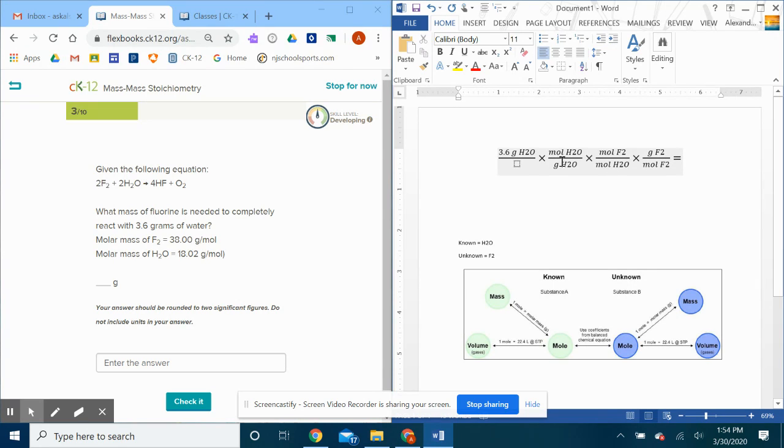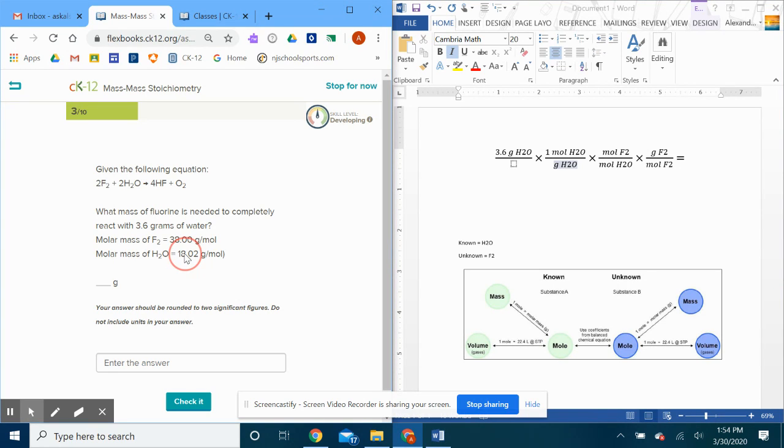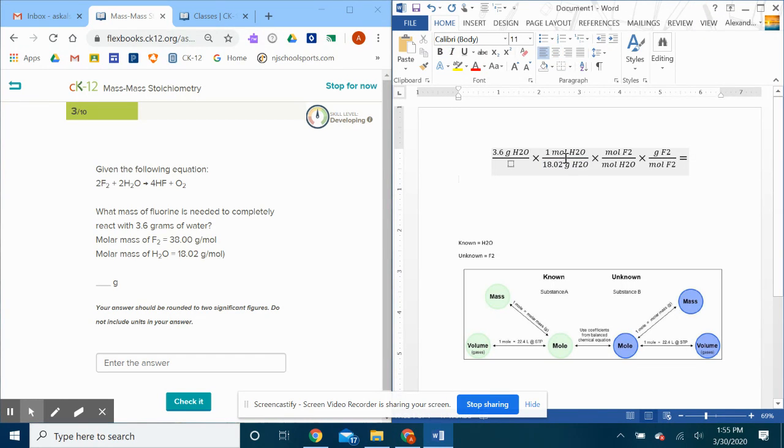In our second fraction here, we have moles of H2O over grams of H2O. So whenever we have moles over grams, the number 1 always goes with moles. Now, we typically look at the periodic table to find grams, but again, it's given to us right here. The molar mass of H2O is 18.02. That takes care of the second fraction.